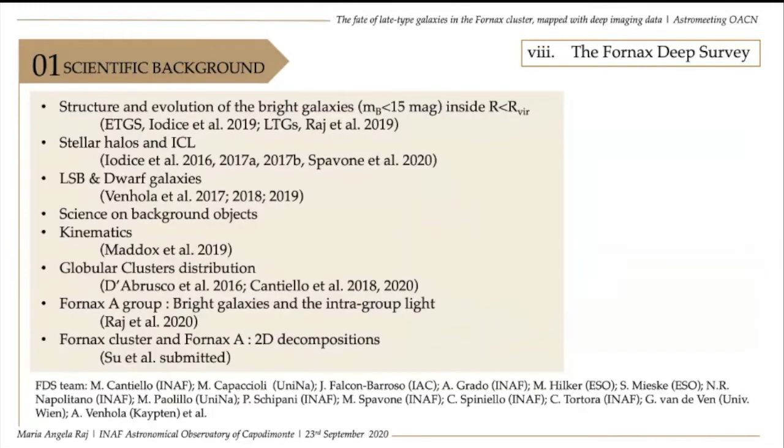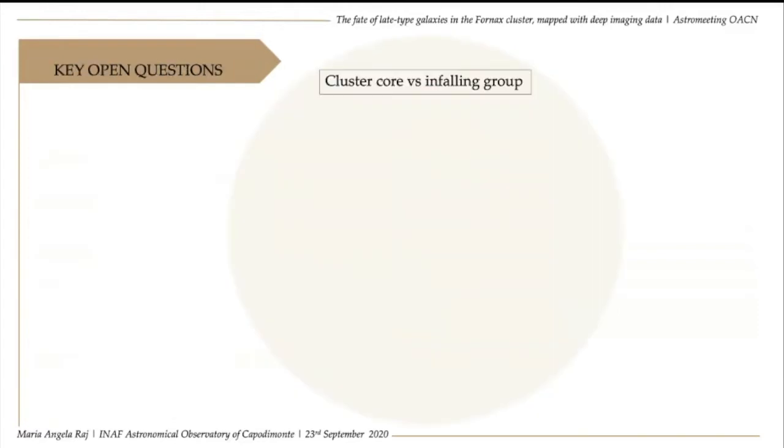The survey deals with several topics concerning different aspects of galaxy evolution, and among them, my contribution is the study of late-type galaxies in the cluster core, as well as the study of the Fornax A group, in particular the bright galaxies and intragroup light. So what's the motivation of this work? What are the key questions I'd like to answer through my work?